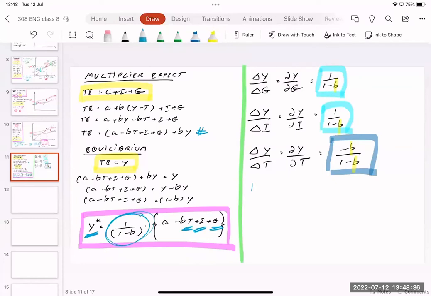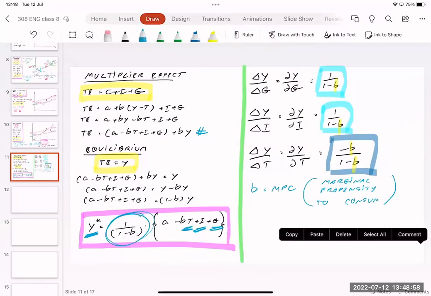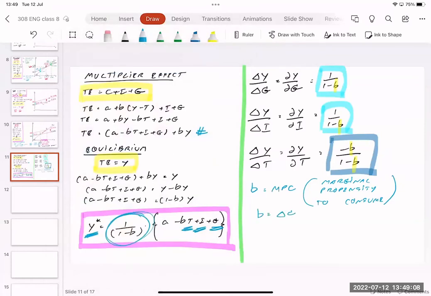Remember again that B is equal to MPC. What is MPC? MPC is the marginal propensity to consume. In human language, MPC or B comes from delta C over delta Y. It means that when your income increases, how much do you increase your consumption?